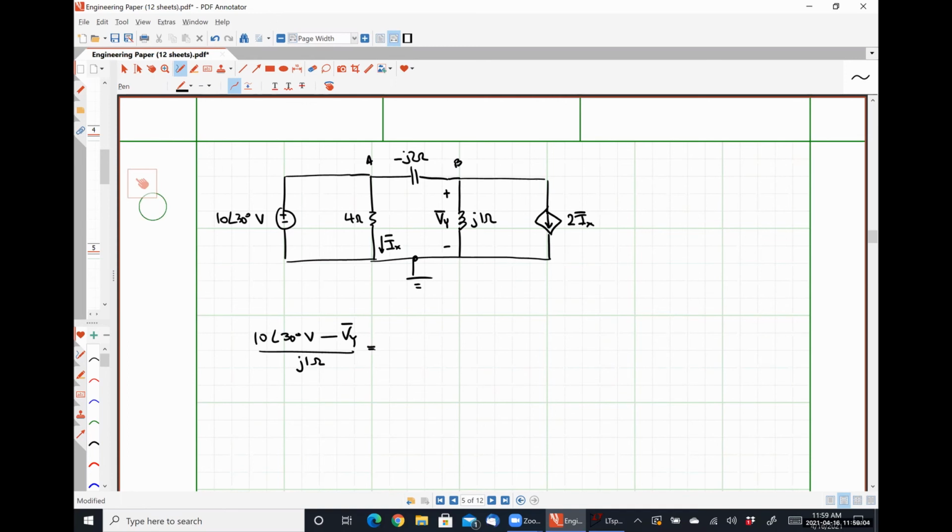Sorry, that is the current flowing in, plus Vy divided by, what am I doing here? I'm having an aneurysm. This should be negative j2. I apologize for that. This should be positive j1. And then here we should have 2Ix equal to 0. Oh no, we have a second unknown. What do we do? How can we figure out what Ix is?